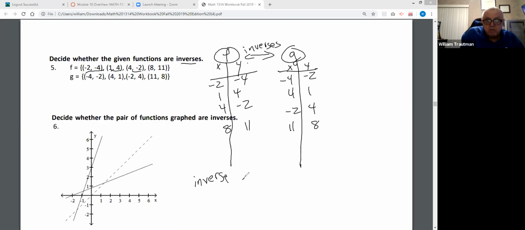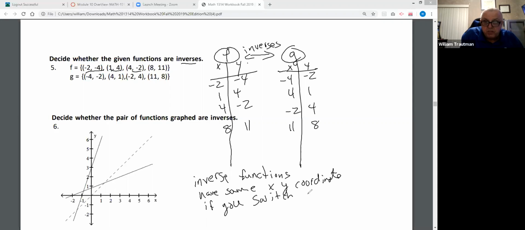Inverse functions have the same x and y coordinates if you switch one of them. In other words, if I change g, let's watch what I do with g, x and y. I'm erasing the x and y, and I'm changing it to y and x.